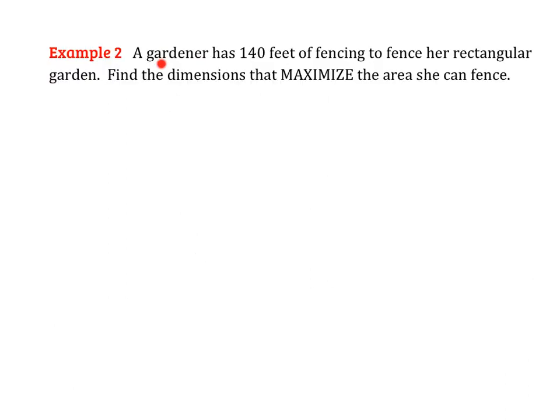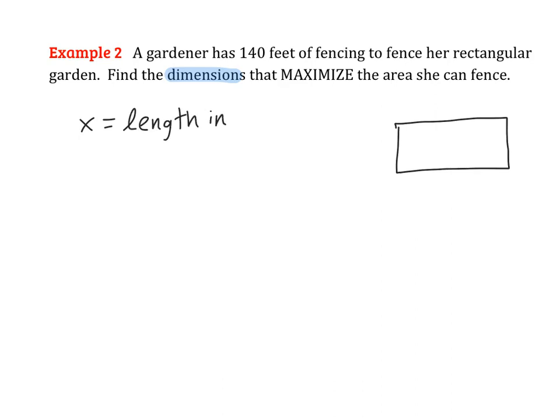All right, let's try the second one together as well. So this says a gardener has 140 feet of fencing to fence her rectangular garden. So I'll just draw a picture right here. So find the dimensions that maximize the area she can fence. So since it asks to find the dimensions, when we define our variable, it's going to be one of the dimensions. So let's say x equals the length in feet. Or you could say that x equals the width. It doesn't matter which one you define it as.